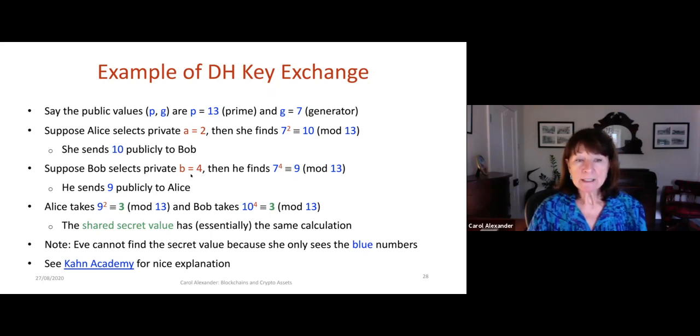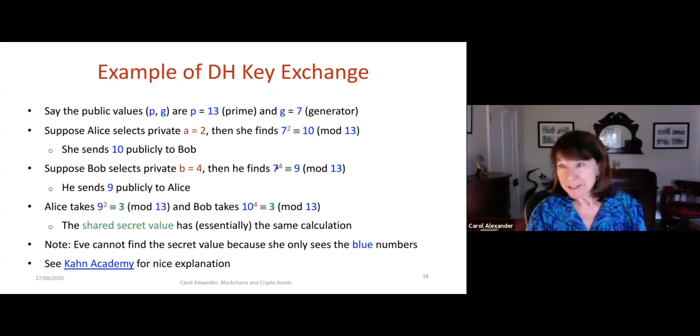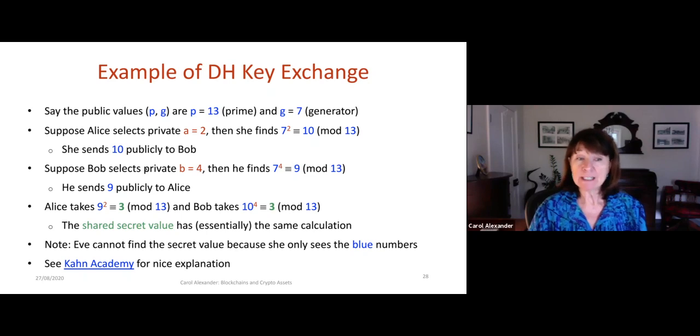Suppose Bob selects a private number B, say 4. Then 7 to the power 4 is congruent to 9 mod 13. So he sends 9 publicly to Alice.